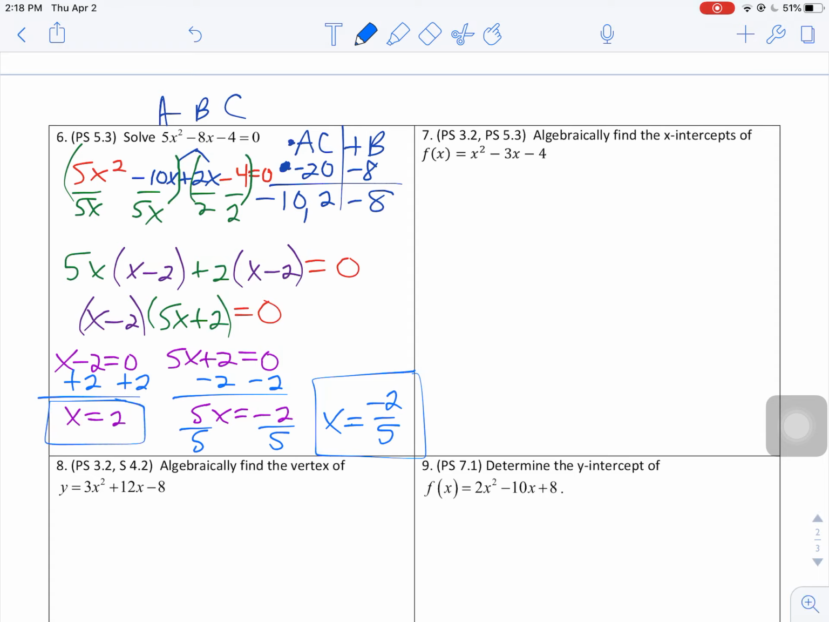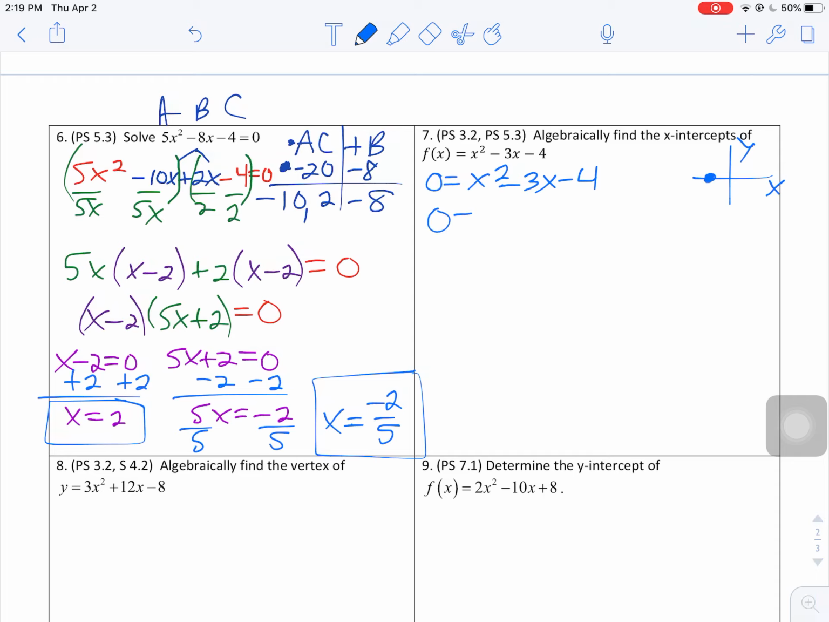On 7, they want us to algebraically find the x-intercepts of f of x equals x squared minus 3x minus 4. So if you are on the x-axis of any graph, so like here, your y-coordinate has to be 0. So we're going to let f of x equal 0. Once you get past that point, this problem becomes just like number 6.